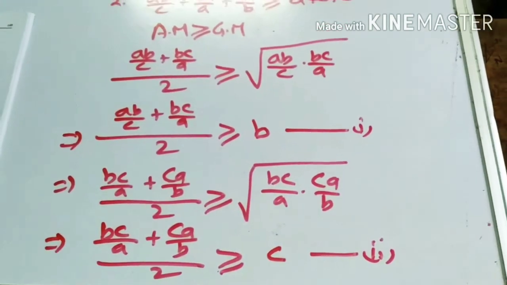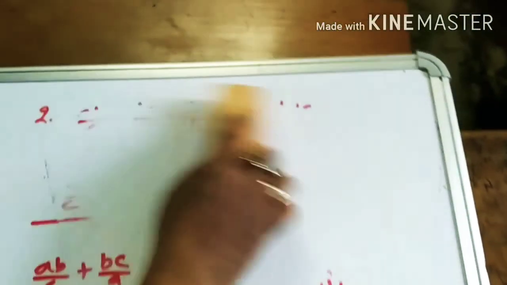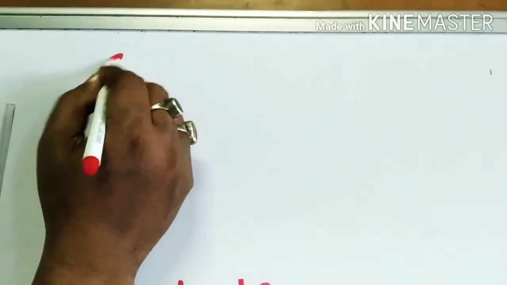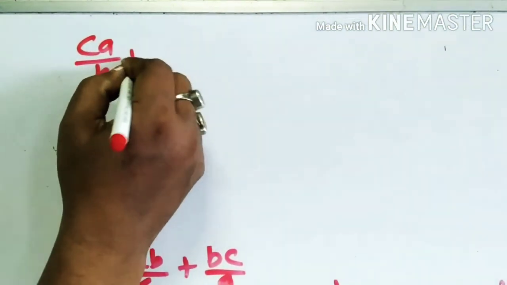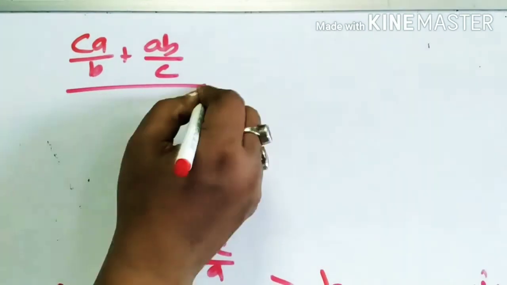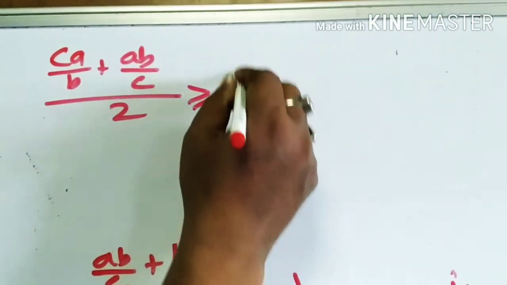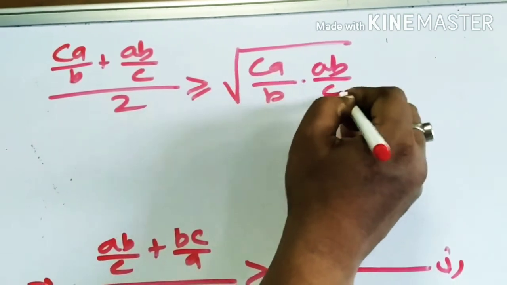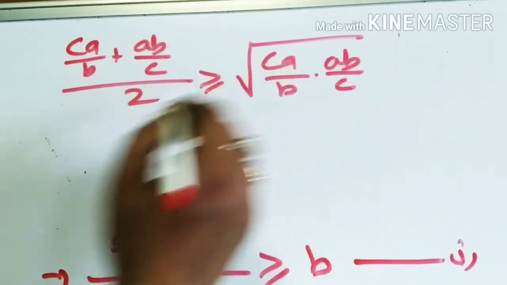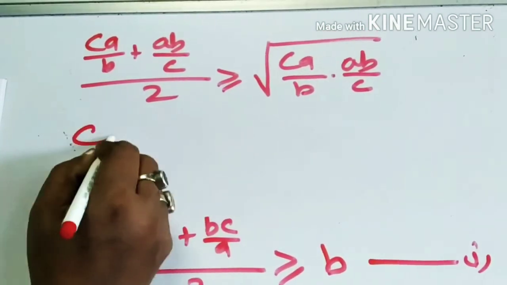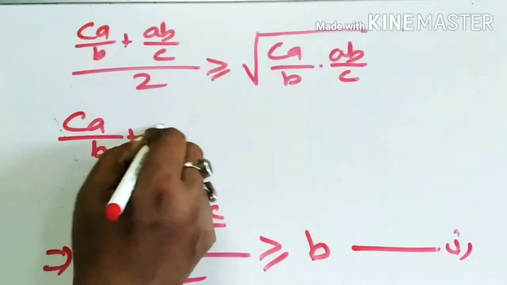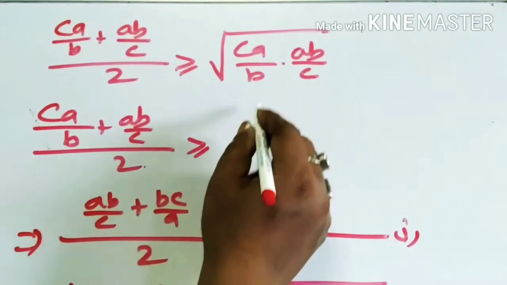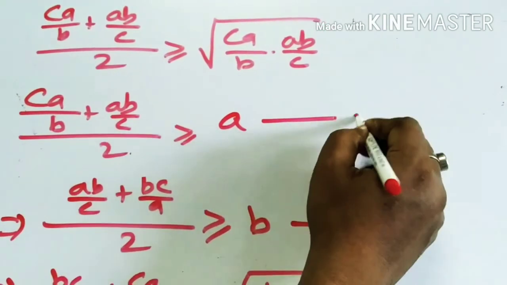Now what I am going to do now, the third part is (CA/B + AB/C)/2 greater than or equal to root of CA/B into AB/C. B and B cancel out, only A remains. So (CA/B + AB/C)/2 is greater than or equal to A. This is equation 3.